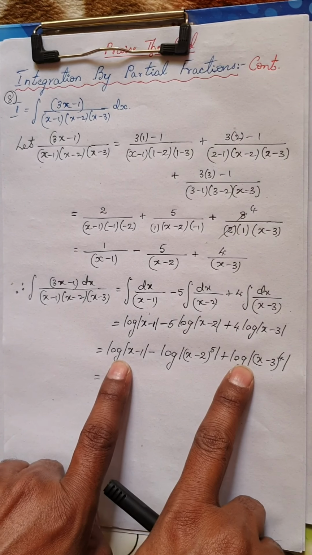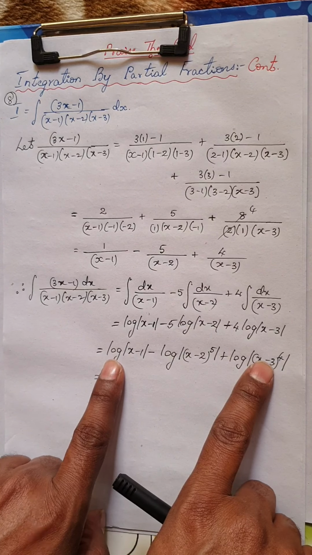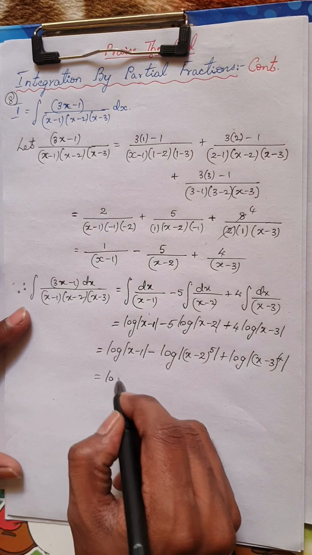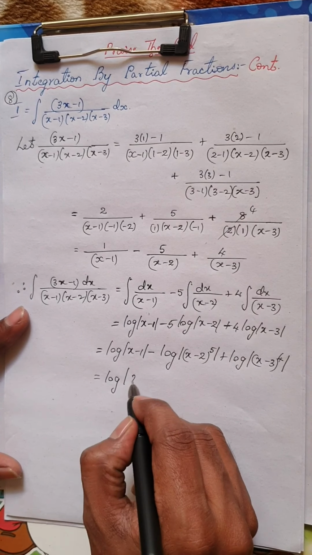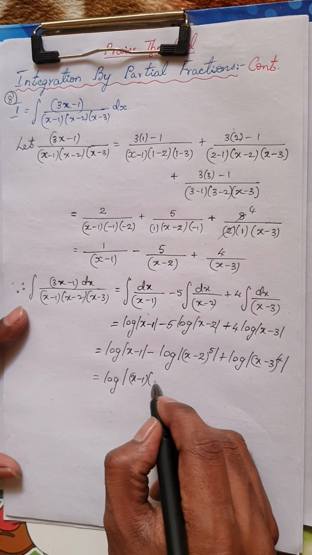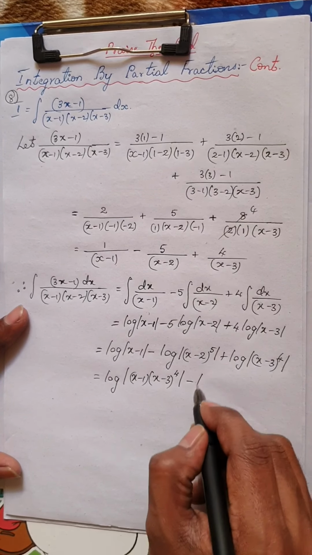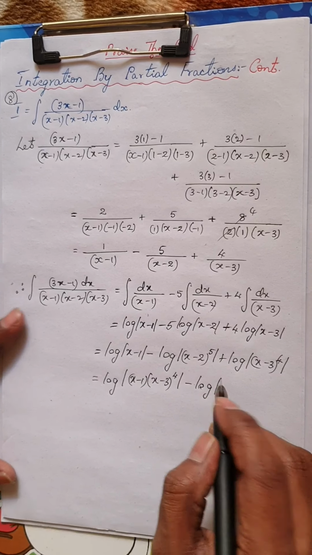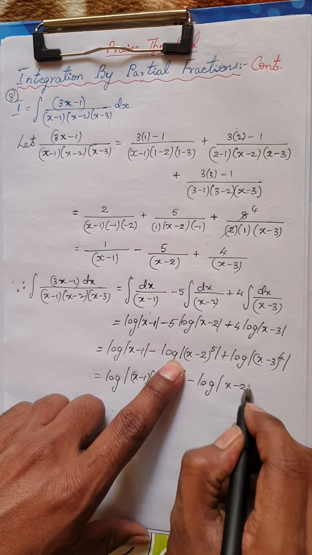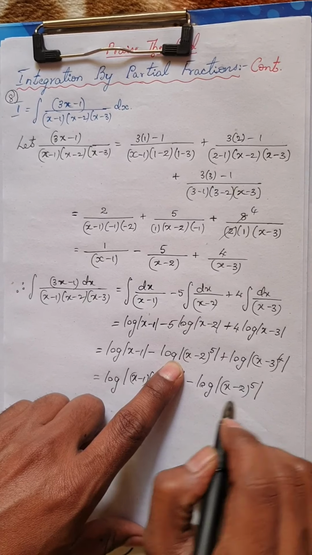Remember, I am using these two terms. Log m plus log n would be log of m into n. So this becomes log of (x minus 1) into (x minus 3) power 4, minus, write down this as, log of (x minus 2) whole power 5.